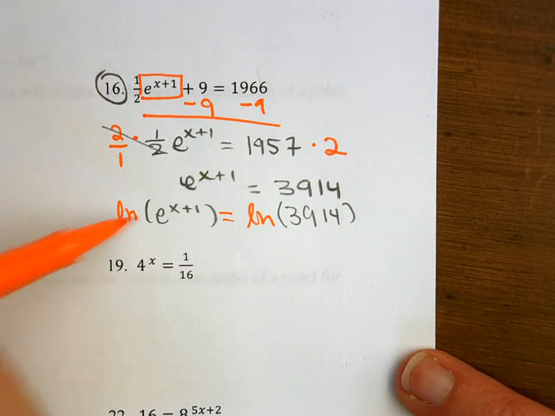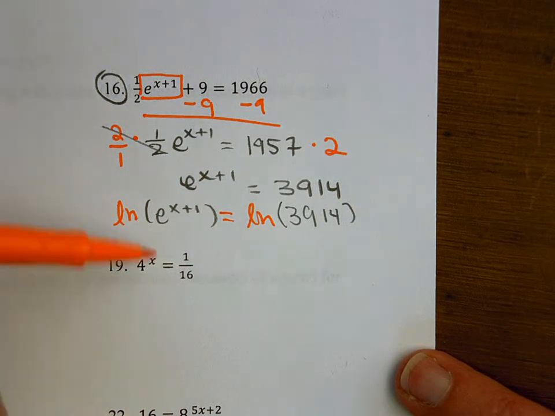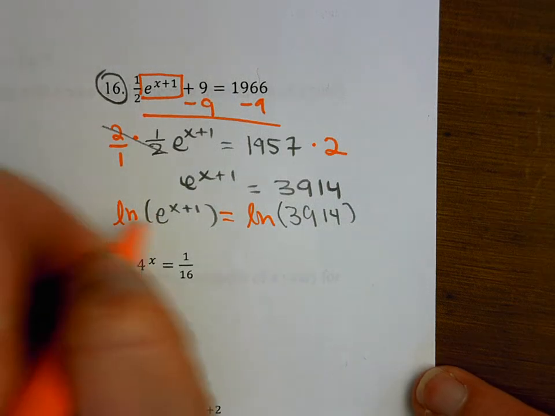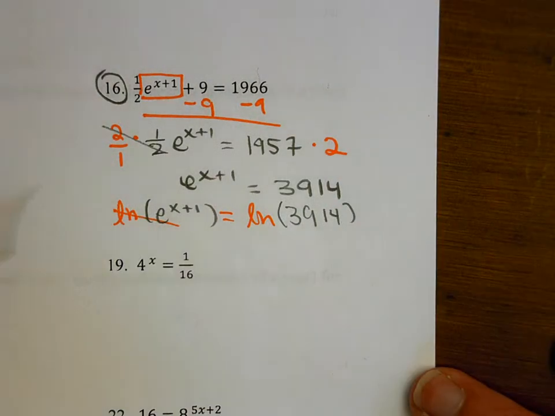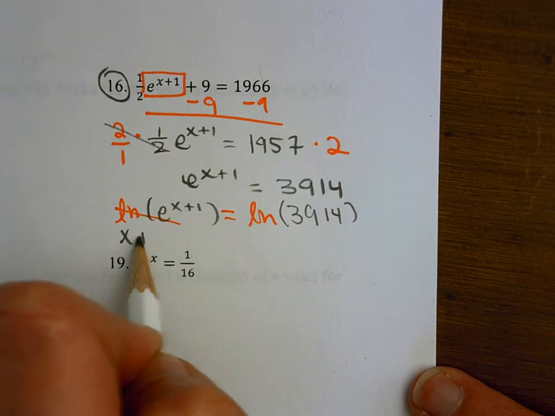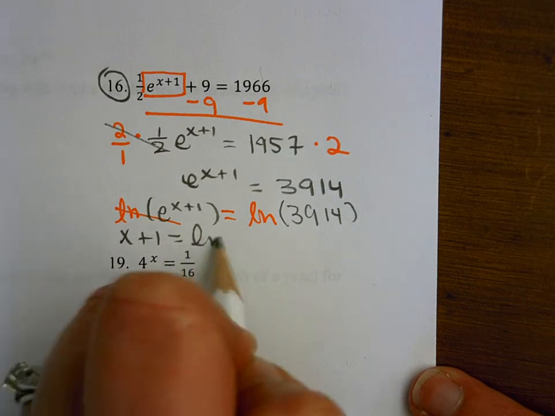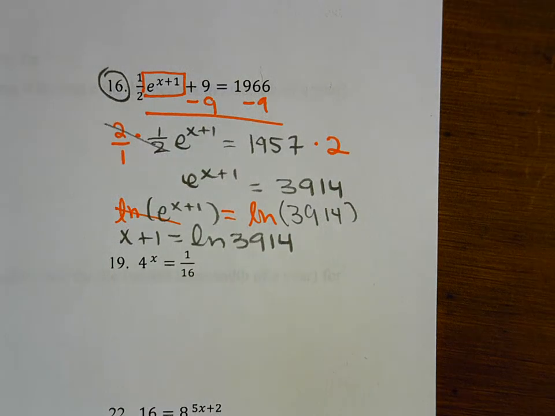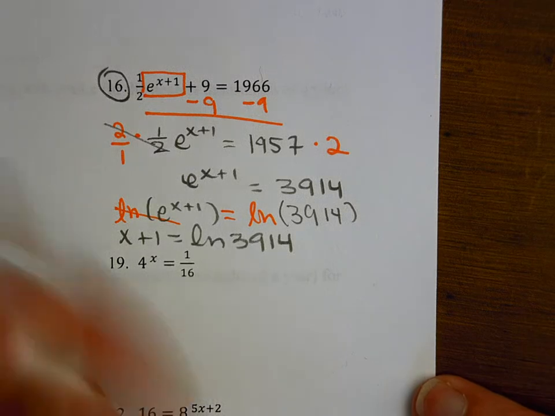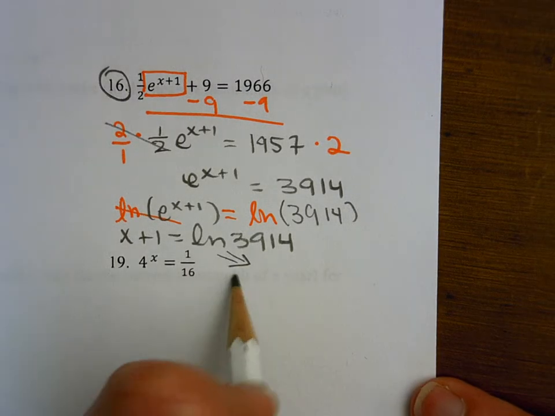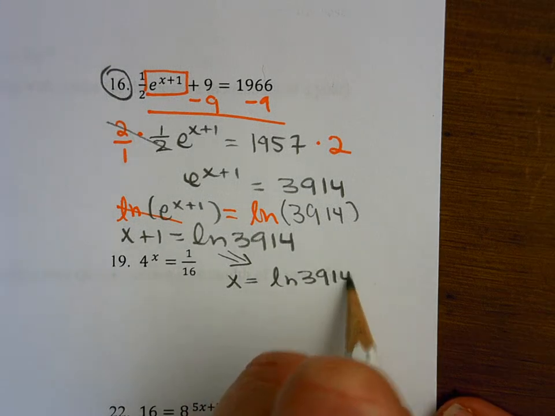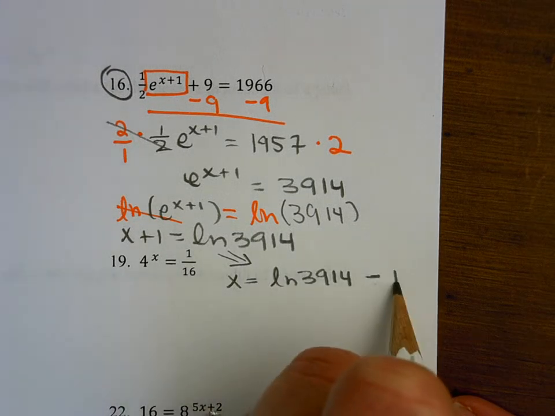And so right here, these are going to end up canceling, because what power on e will give me e is 1, and then I can pull that down, right? So that ends up canceling, and then the power comes down, so then I have x plus 1 equals the natural log of 3914. And then from there, to solve for x, finally the last step would be just to subtract 1. And so just for the sake of space, I'm going to do that down here. And then when I subtract 1, I'll have the natural log of 3914 and then minus 1.